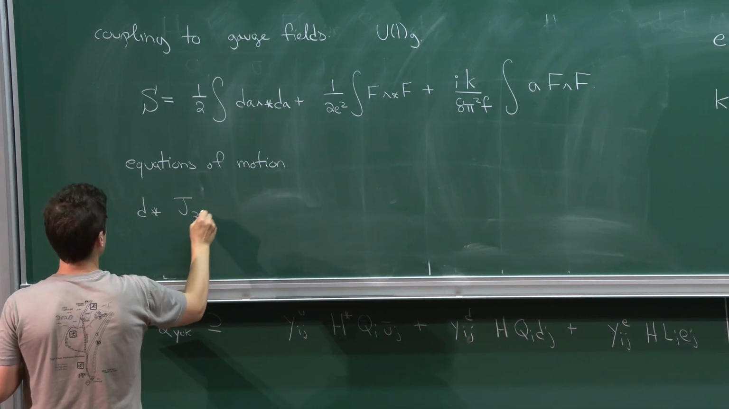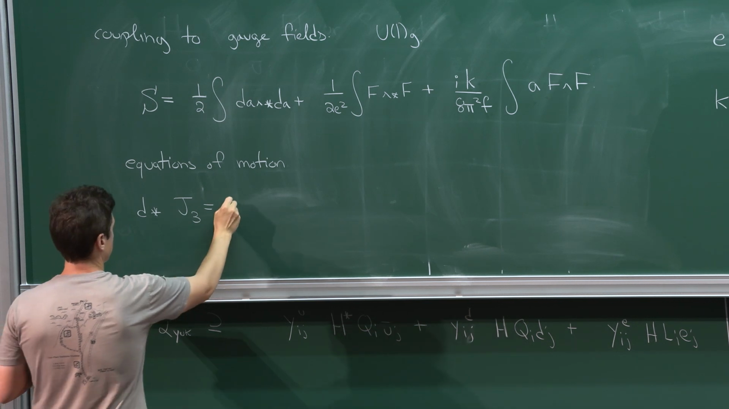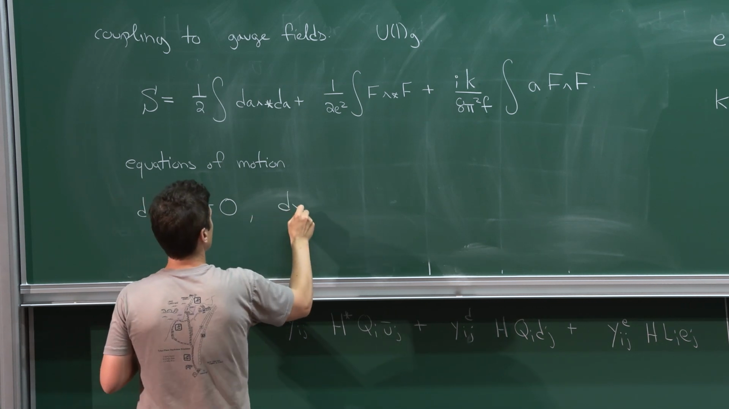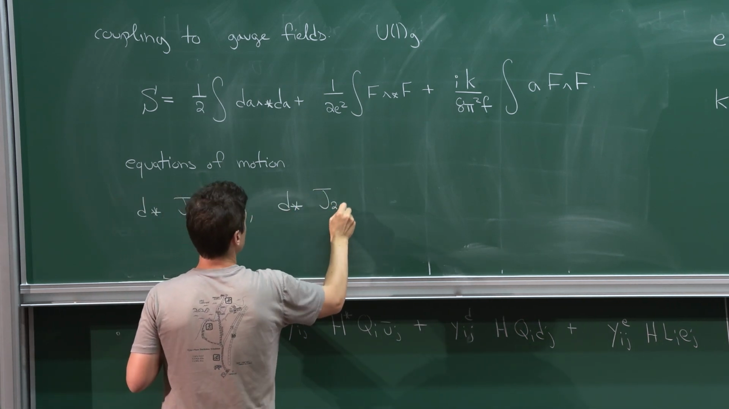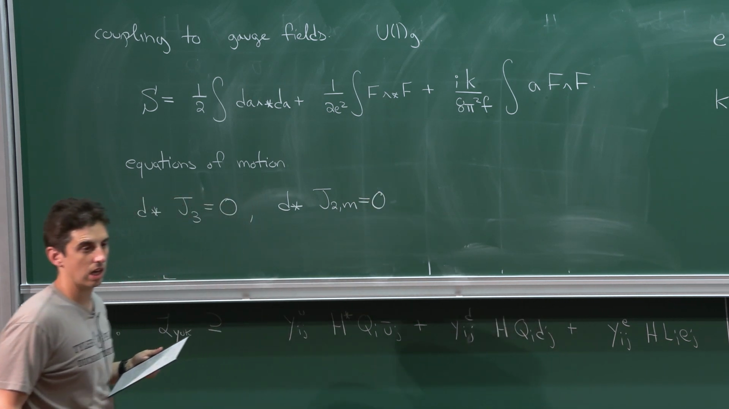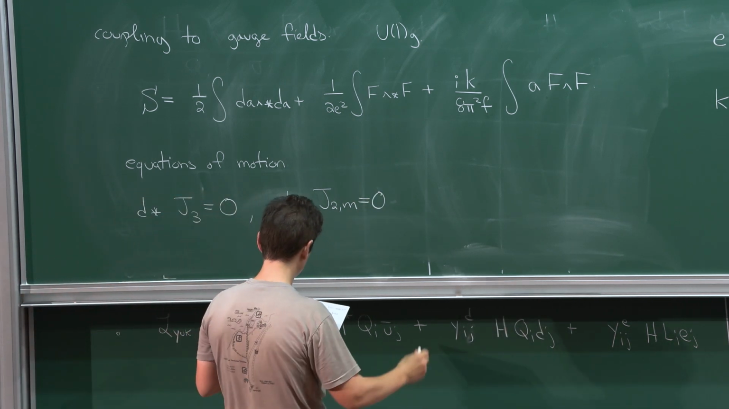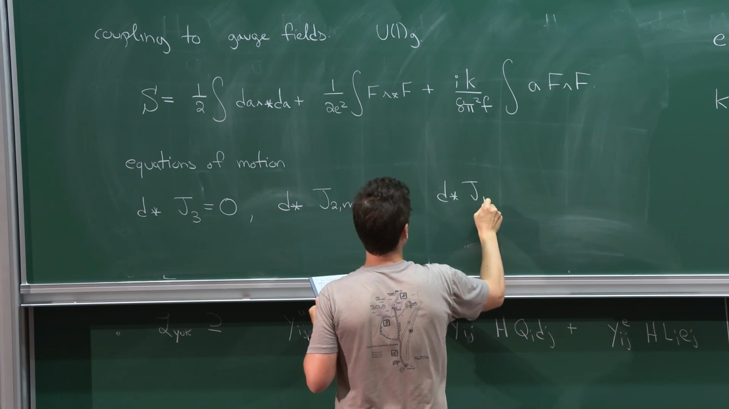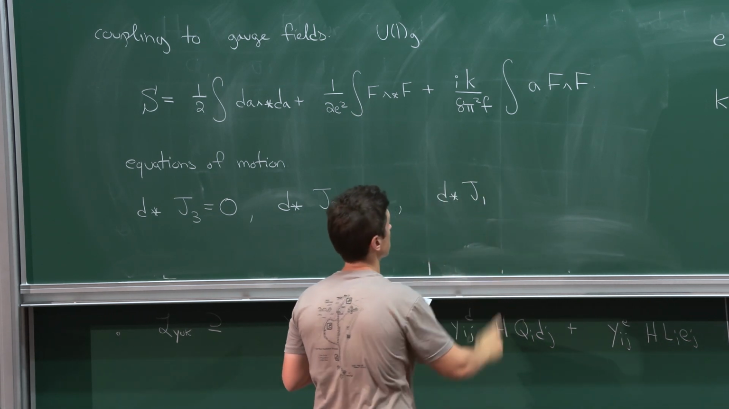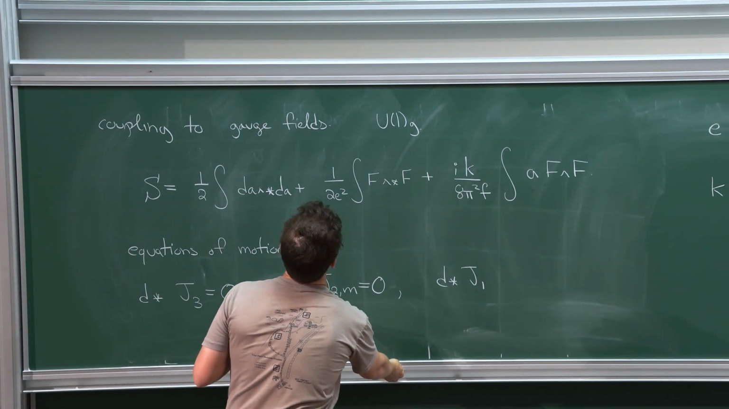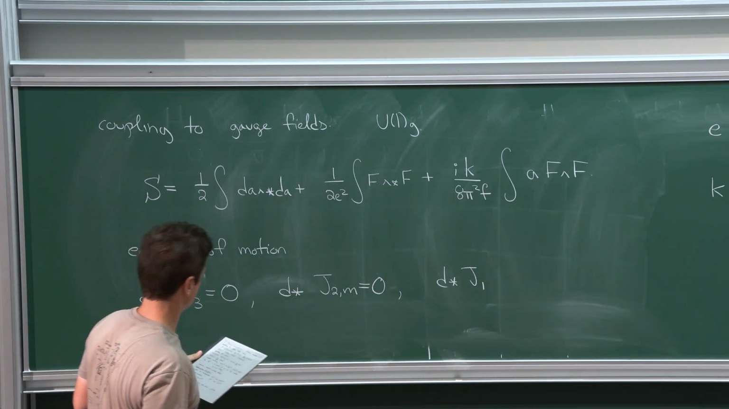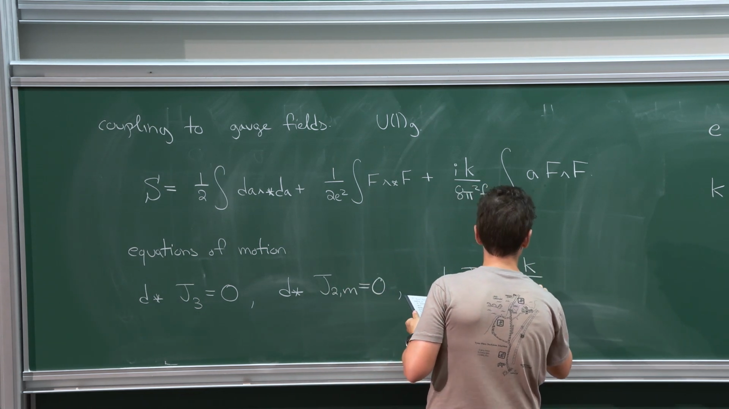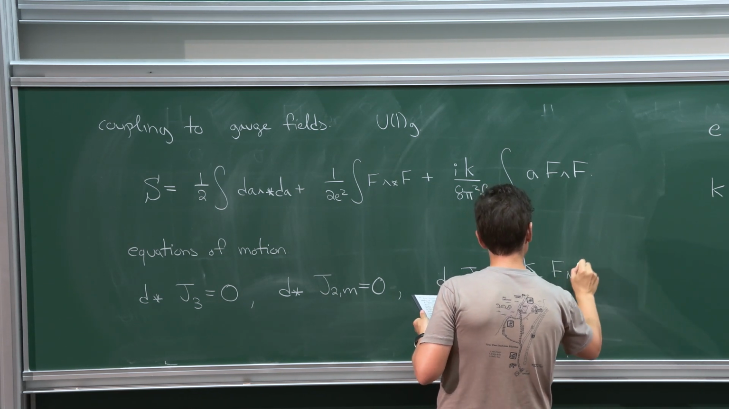D star J3, this is the 3-form current, so this is the conservation equation for that. That's still 0. So we still have the U1 2-form symmetry. D star J2, the magnetic one, is 0. So we still have the magnetic U1 1-form symmetry. Now it gets more interesting. D star J1. This is the 1-form current that is there in the axion because we had the shift symmetry. Now this is no longer 0. You can easily verify that this is k over 8 pi squared F wedge F.